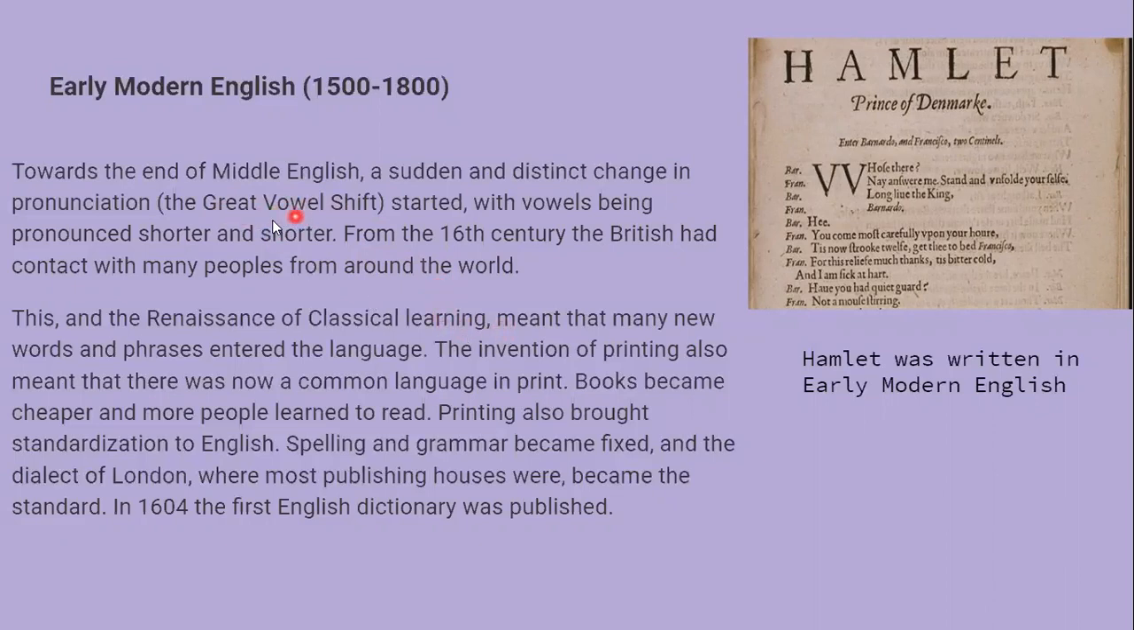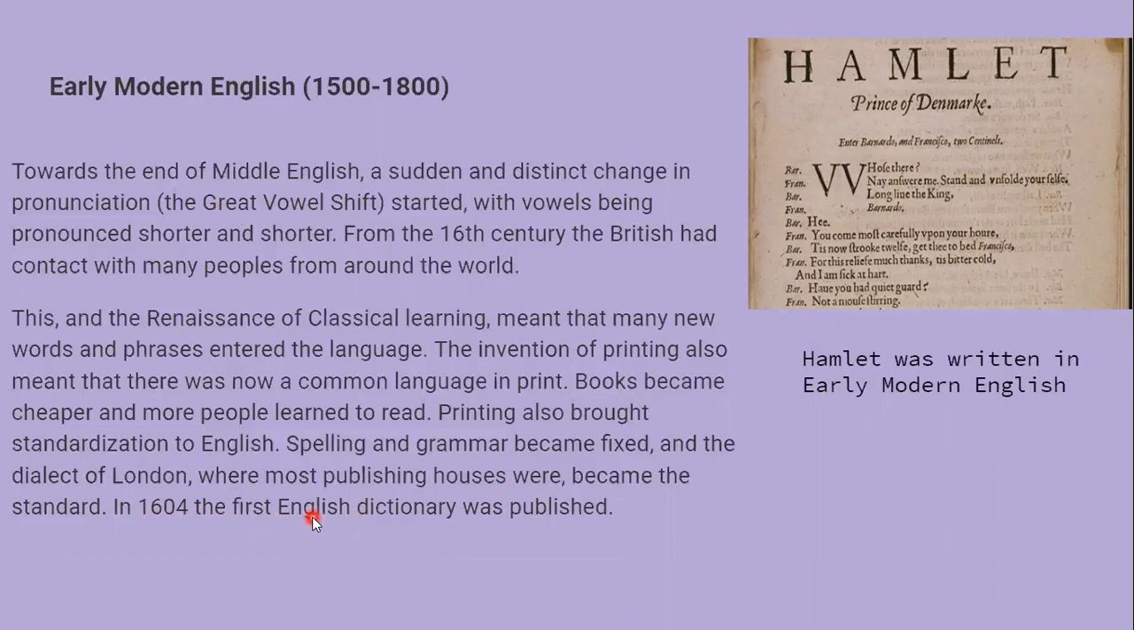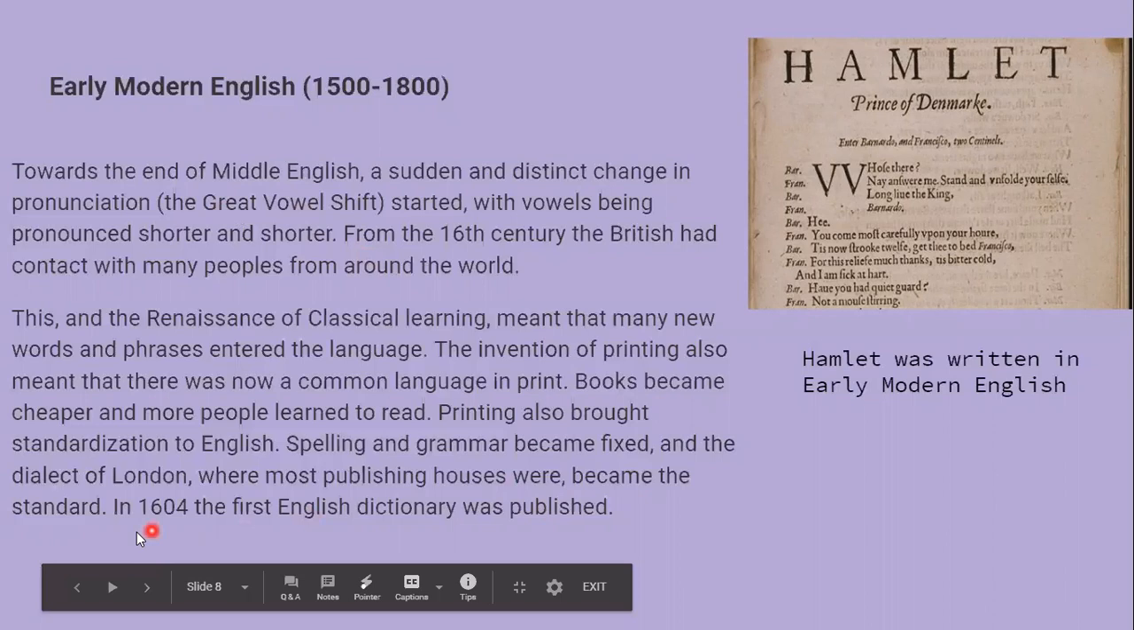We're going to have a look at that later, not today, because it's a big thing. In this case, we have the first English dictionary. This was a big thing, because now people had a book in which they could contrast words and check if they were correct or not. And this was done in 1604.